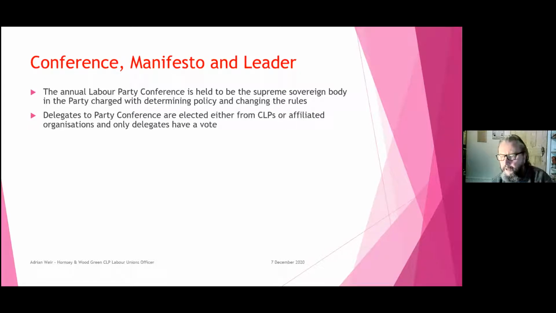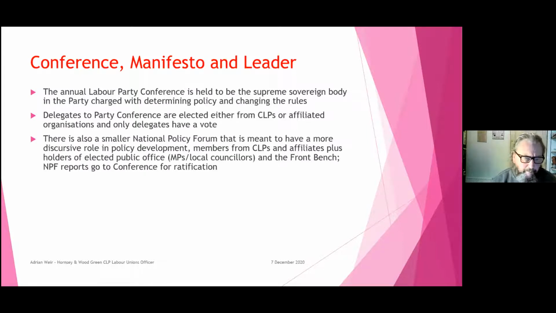The delegates to the conference are either from the CLPs or from the affiliated organisations. We didn't have a conference this year, but next year presumably we will have. And at some point in the summer, we in Hornsey and Wood Green will elect a group of delegates to represent our party at the conference. I think it's quite important to note that only delegates from either the CLPs or the affiliated organisations have votes. People who hold elected office, for example MPs, don't have a say in the way that conference takes its decisions on policy or rules.